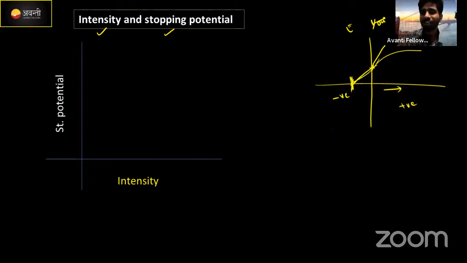Stopping potential does not change by changing the intensity. Stopping potential will be at the same point only. Means stopping potential is proportional to the frequency.